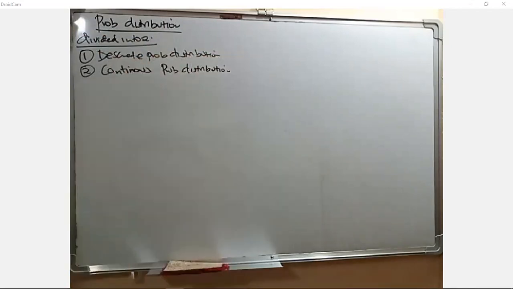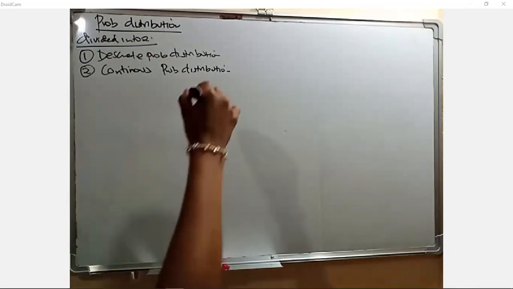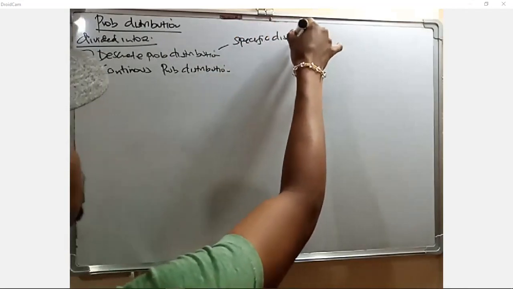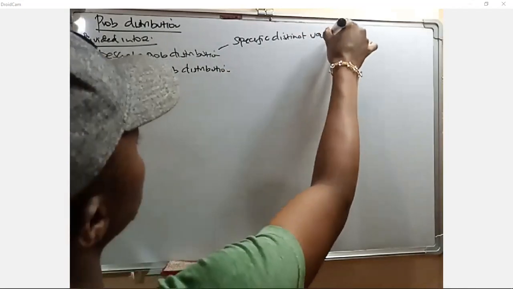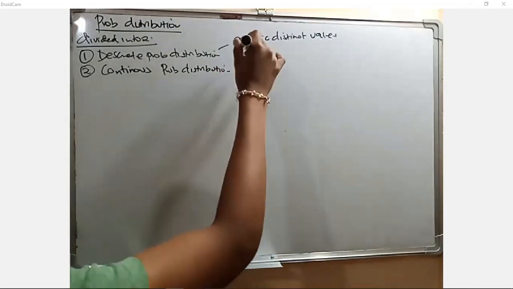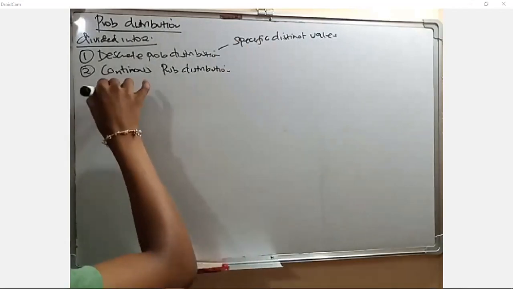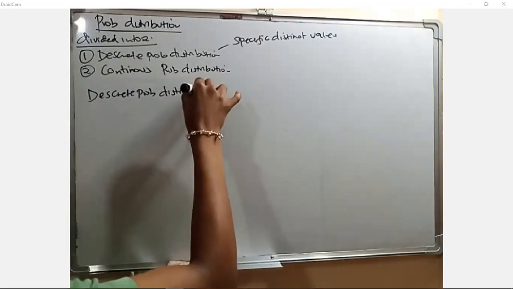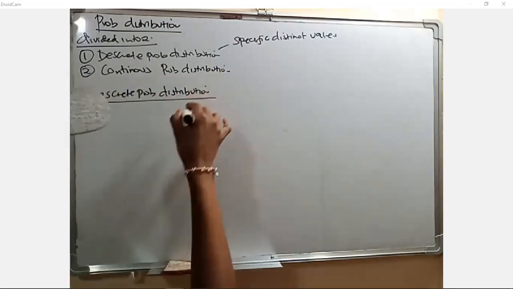Then when it comes to the discrete probability distribution, these are distributions that take specific distinct values, right? And I just want to break it down for you. In this case, it is normally subdivided into 3. Let me write it down here: discrete probability distribution. It is grouped into 3.